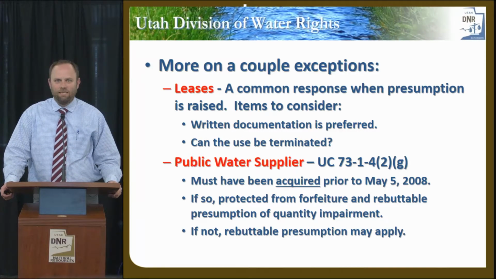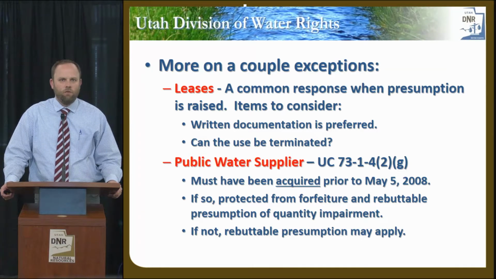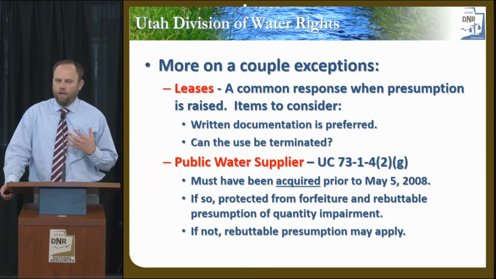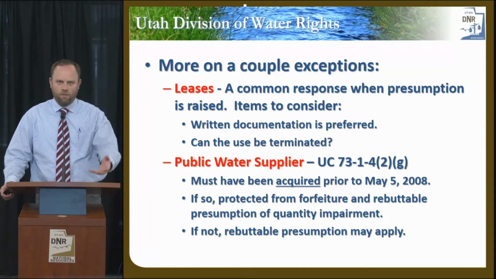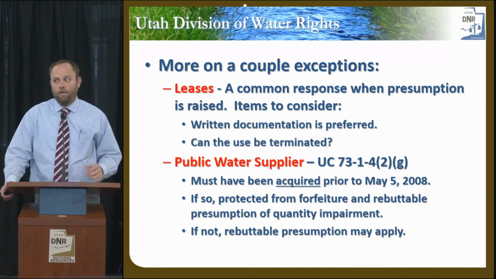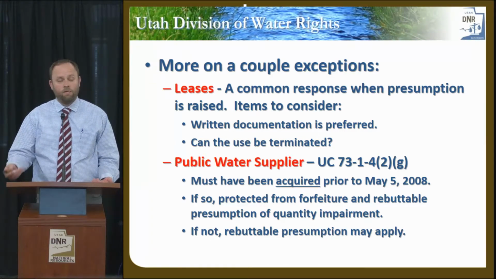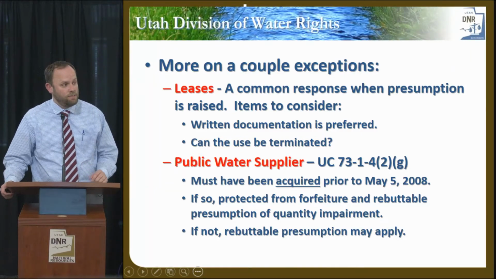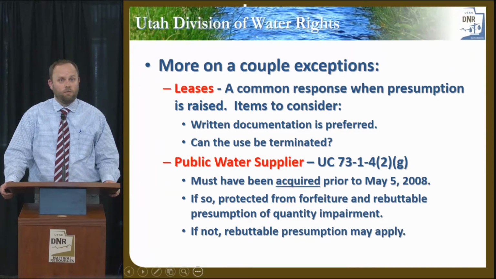Number one is leases. This is a very common way to respond. Written documentation is preferred. Again, the applicant bears the burden, and so you need to demonstrate to us. There are some that have said, "Hey, I have a verbal lease with Farmer Joe," and that might be the case, but we need to know. We need evidence, and then most importantly, can that use be terminated? That's a condition with any change application. If it's proposing to move from one place to another, that use needs to be terminated. Can that lease be terminated? That's going to be a key question we're asking.